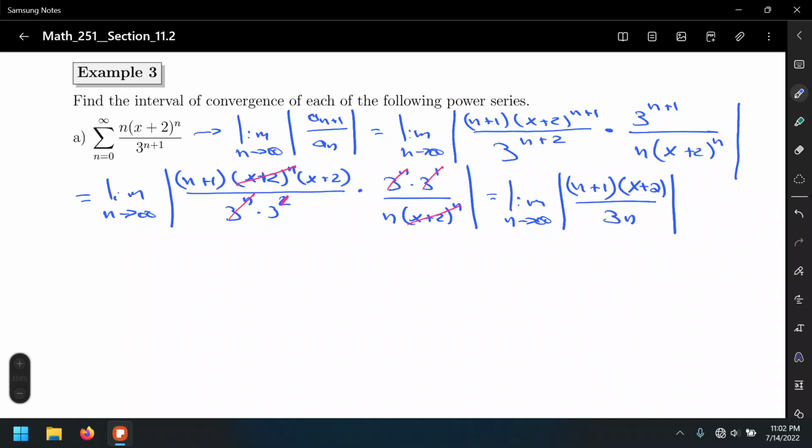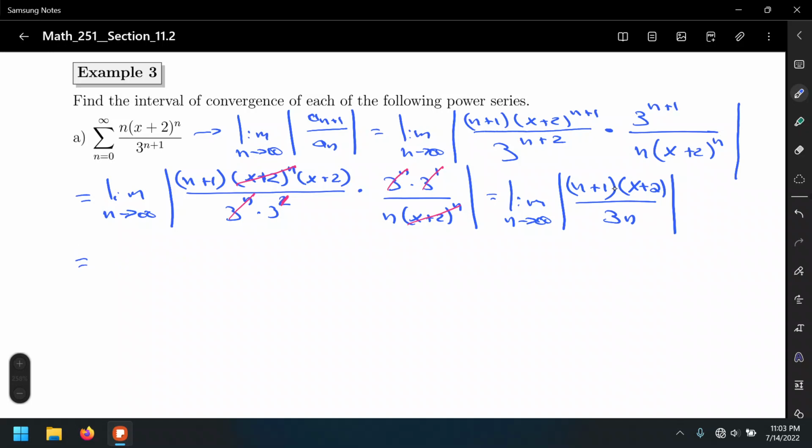Here notice that the dummy variable for the limit is n, so we will be looking at n plus 1 over 3n. This x plus 2 should be taken outside, because I know x is usually a variable. Yes, that is true. But in this case, the variable for which we're computing the limit is n. So we're going to take this x plus 2 as a constant outside of the limit.